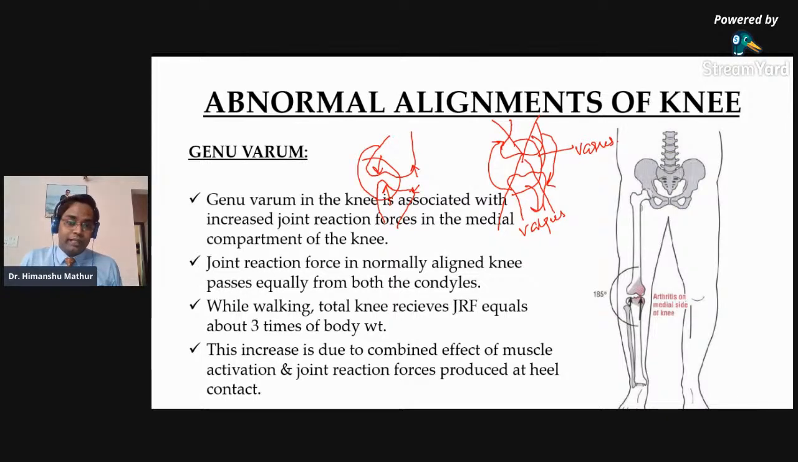Now always remember that it is not the case that the compartments which have more joint reaction force will always be exposed to degeneration. Those areas which have no compressive or reduced compressive loading are always deficient of nutrition. And those areas which are deficient of nutrition eventually develop cracks in their articular cartilage.